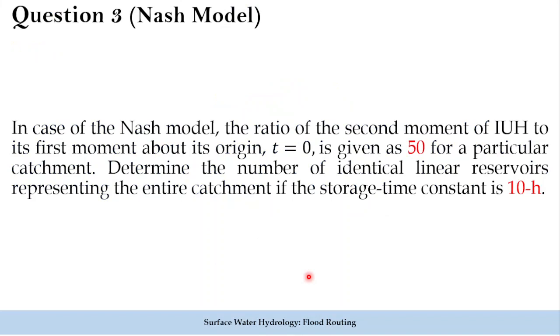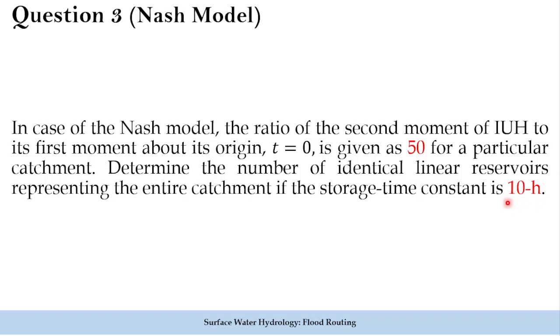Let us solve question number 3. That is the problem on Nash model. Let me read the problem. In case of the Nash model, the ratio of the second moment of IUH, that is instantaneous unit hydrograph, to its first moment about its origin, t = 0, is given as 50 for a particular catchment. Determine the number of identical linear reservoirs representing the entire catchment if the storage time constant is 10 hours.